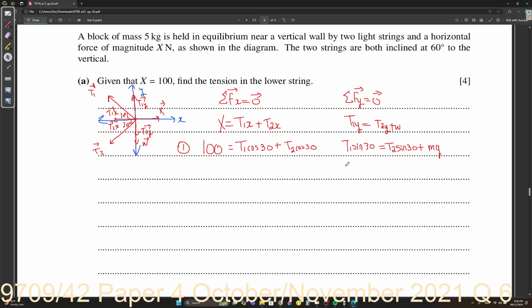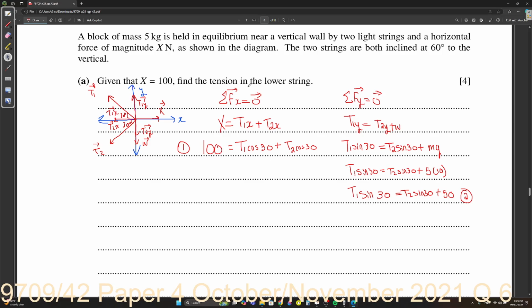We can substitute a bit more, so we get T1 sine 30 equals T2 sine 30 plus mg, which is the mass 5 times 10, so plus 50. So we now have equation 2 and equation 1. We can find this very easily.